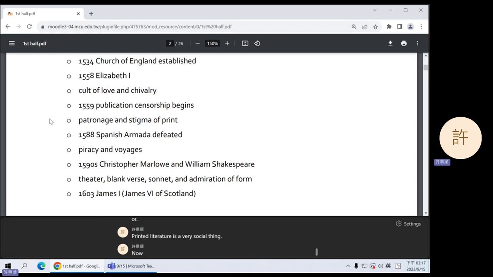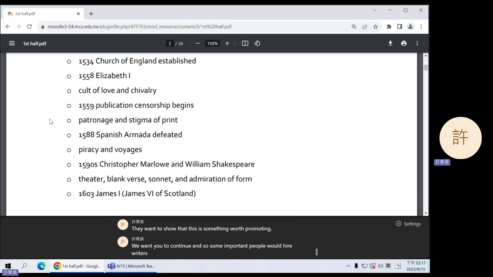Now, some people, their literature is so good that people want to support their literature. They want to show that this is something worth promoting. We want you to continue. And so some important people would hire writers, but not as writers. They would hire them in some other position and give them money to support them. But in fact, it was because of literature.